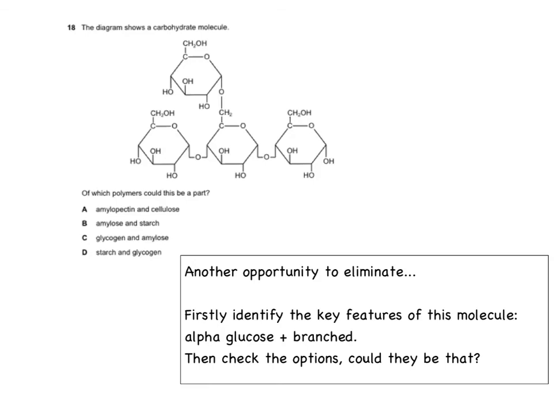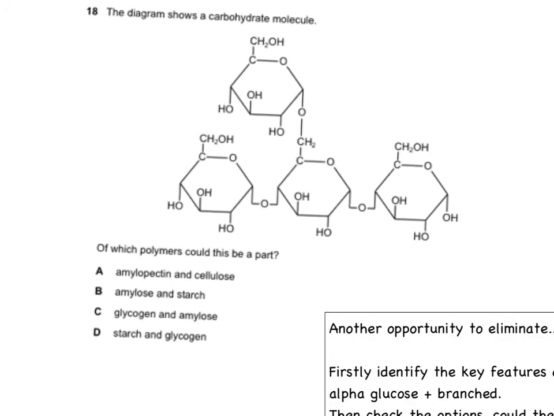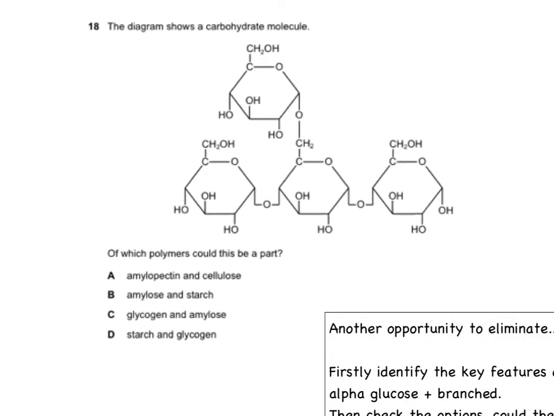This question is another opportunity to eliminate. So it's showing you a picture of a carbohydrate molecule, and it's asking you of which polymers could this be a part. So first of all, identify the key features of this molecule. Well, we can see that it's a 6-carbon sugar, glucose, and we can see that the hydroxyl group on carbon 1 is below the plane of the ring, so it's alpha glucose. You can also see that we've got a chain here and a chain coming off here, so it is branched. So what we know is we have alpha glucose and a branched molecule.